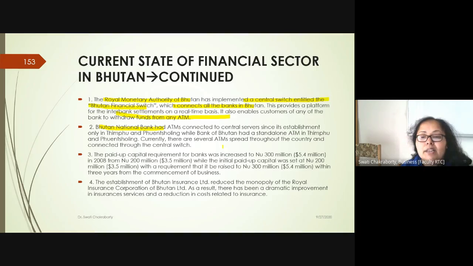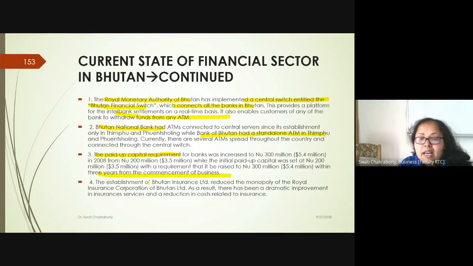BNB had ATMs connected to central servers since its establishment only in Thimphu and Phuentsholing, while BOB had a standalone ATM in Thimphu and Phuentsholing. So currently there are several ATMs spread throughout the country which are connected through the central switch. The paid-up capital requirement for banks also increased to 300 million ngultrum in 2008 from 200 million, while the initial paid-up capital was set at 200 million, with a requirement that it be raised to 300 million ngultrum within 3 years from the commencement of business.